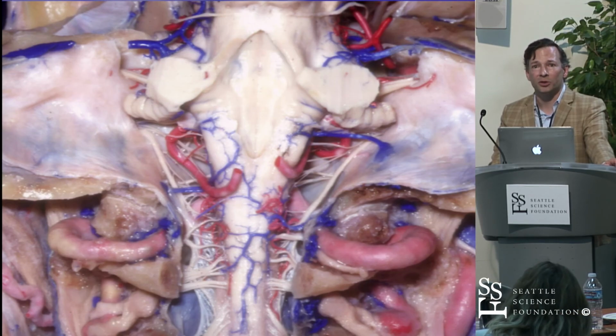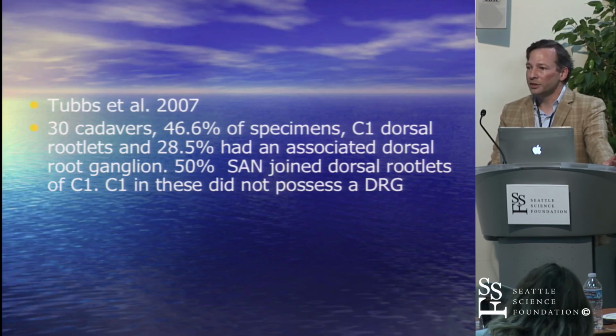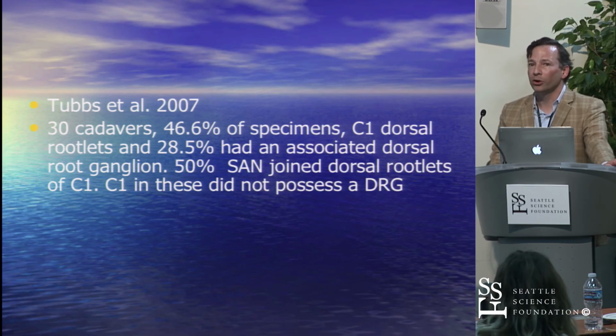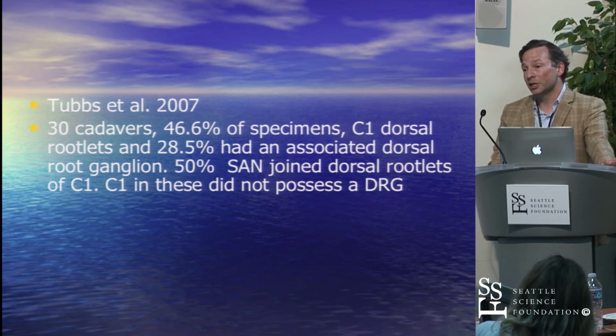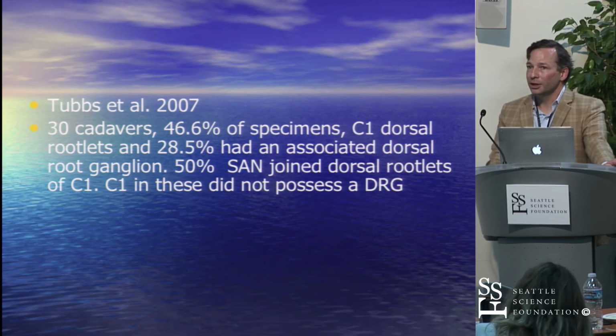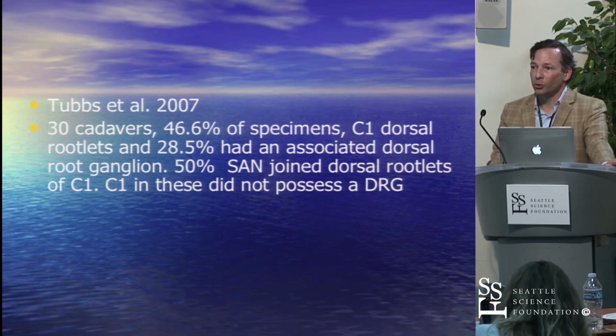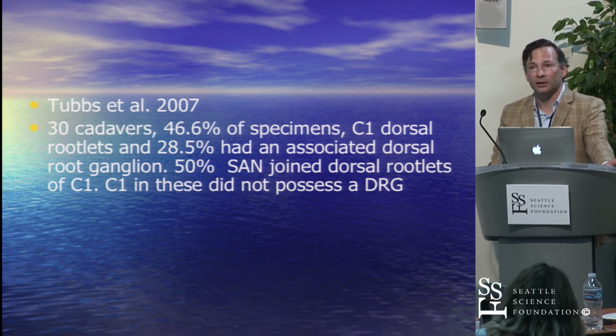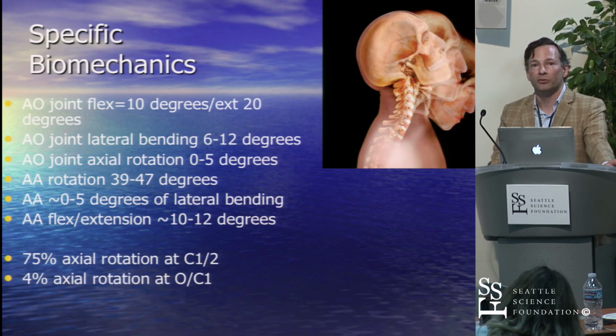We looked at the C1 dorsal root ganglia and their dorsal rootlets, and in essence, you see it in about half the specimens. In this half, about 25% of those have an associated dorsal root ganglion. And then if you see spinal accessory nerve, it often will join with the dorsal rootlets of C1, and in those cases you don't see dorsal root ganglion associated. And the thought is that the neuronal cell bodies of those fibers are traveling within the spinal accessory nerve.